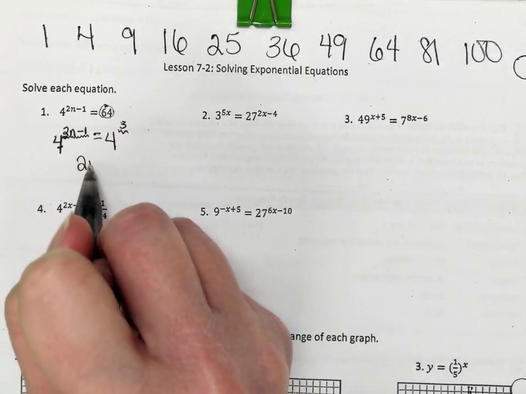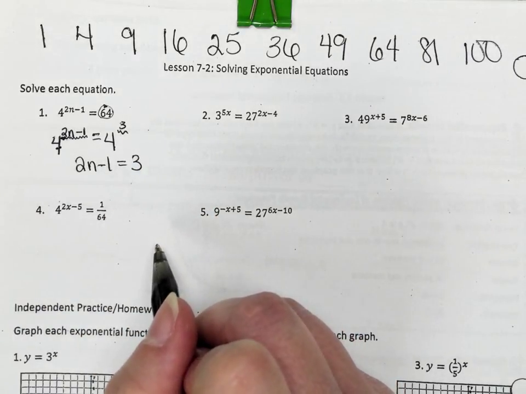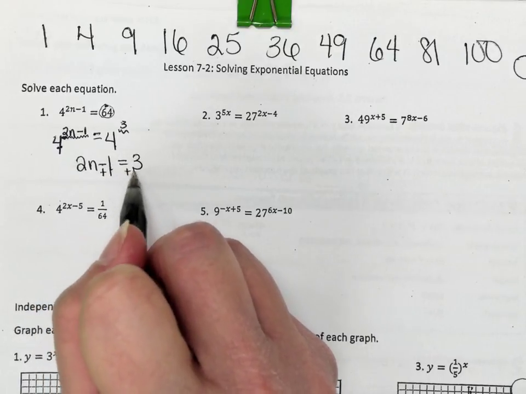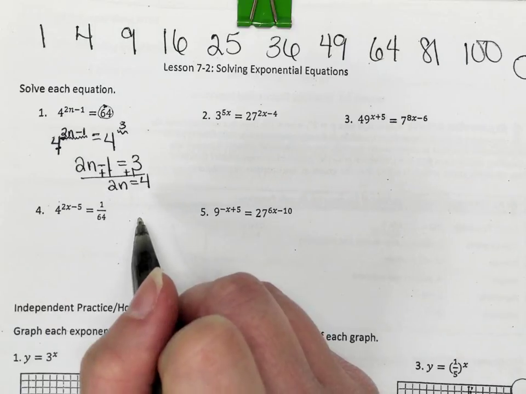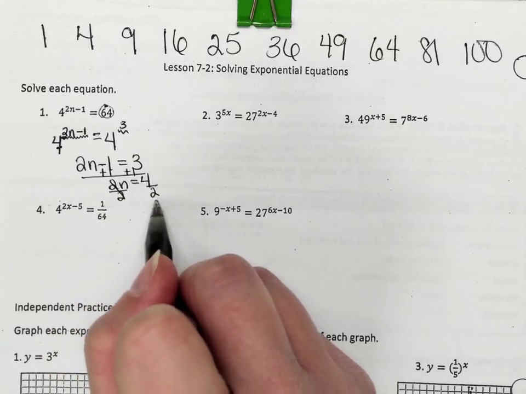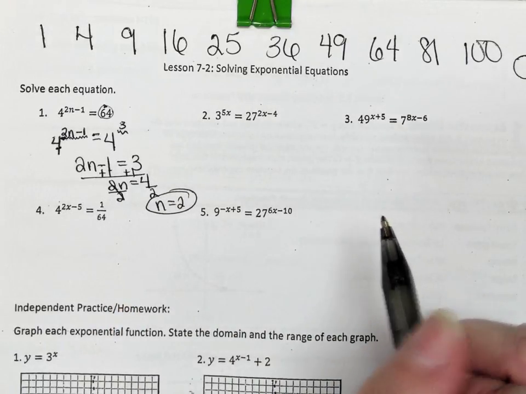And 3. So 2n minus 1 equals 3. And how could I solve that for n? Add the 1. And so 2n equals 4. And then what? Divide by 2. And what's n equal? 2. There you go. Alright, plug it in and check it.